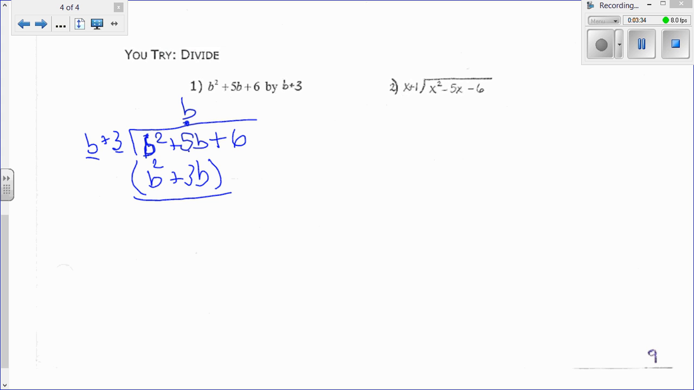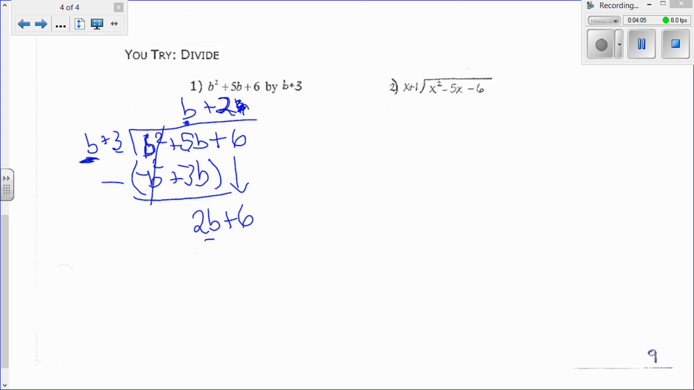Now I'm going to subtract everything. So everything on the inside changes to its opposite. The b squareds cancel. 5b minus 3b is 2b. And then bring down the plus 6. Then I ask myself, what do I multiply b by to get 2b? Well, that would be plus 2. Not 2b, sorry, no b. My bad. Plus 2.